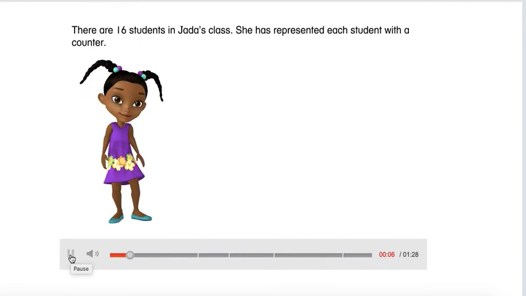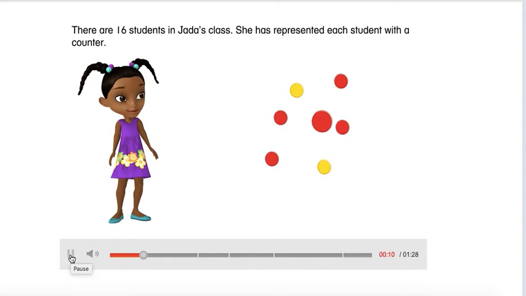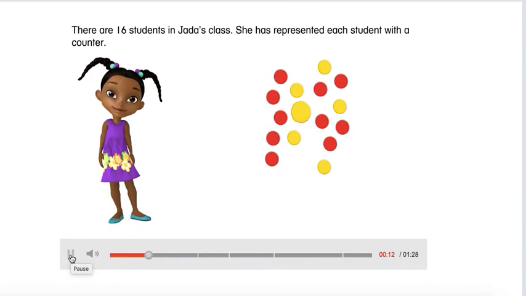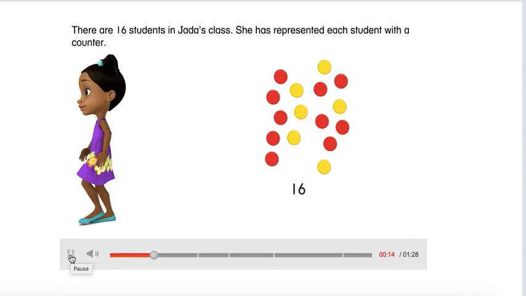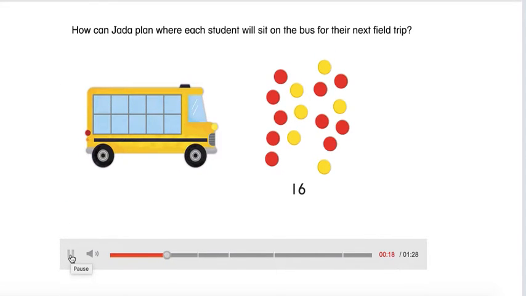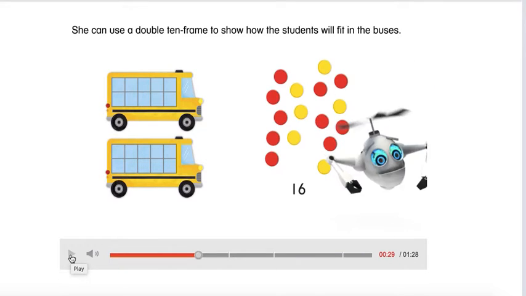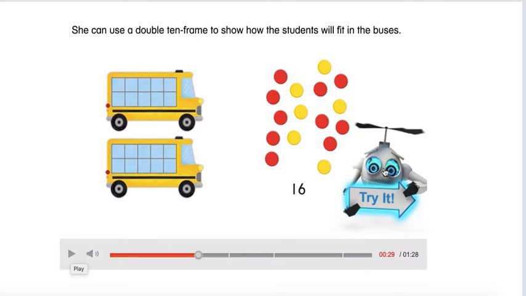There are 16 students in Jada's class. She has represented each student with a counter. How can Jada plan where each student will sit on the bus for their next field trip? She can use a double 10 frame to show how the students will fit in the buses. All right, let's try it.